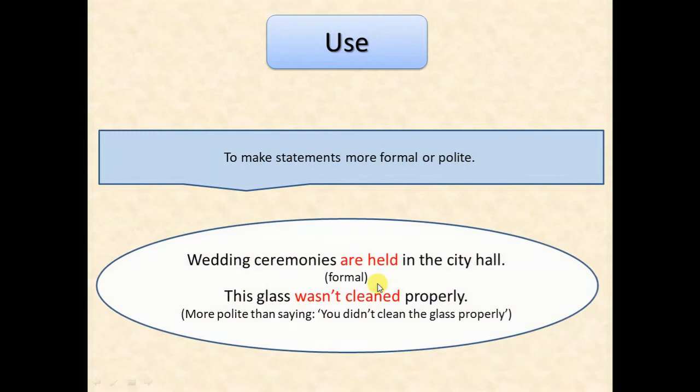And the last use, to make statements more formal or polite. Example: wedding ceremonies are held in the city hall. This is a formal speech. This glass wasn't cleaned properly. In this case, when we don't want to tell someone that he or she didn't clean the glass properly, we use the passive because it's more polite than saying you didn't clean the glass properly.